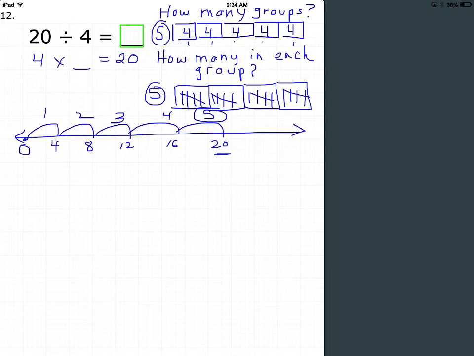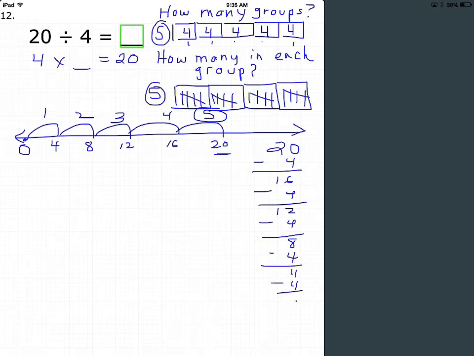Division is also repeated subtraction. So we start with 20 and we see how many times we can subtract 4. So that's once, twice, 3 times, 4 times, 5 times.